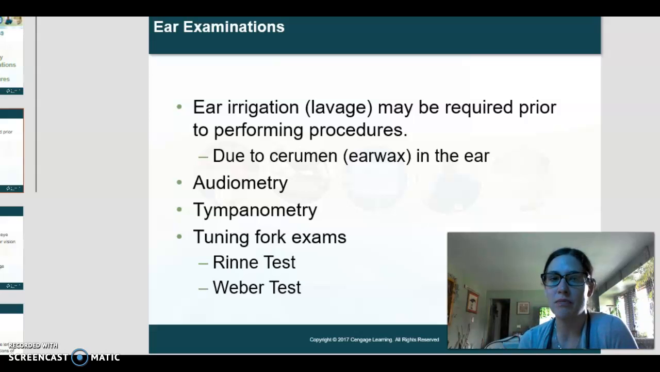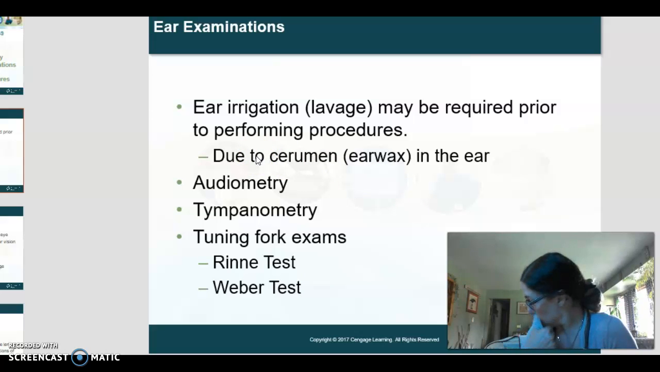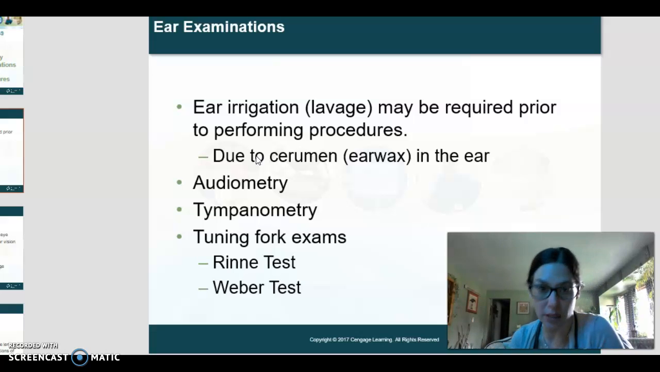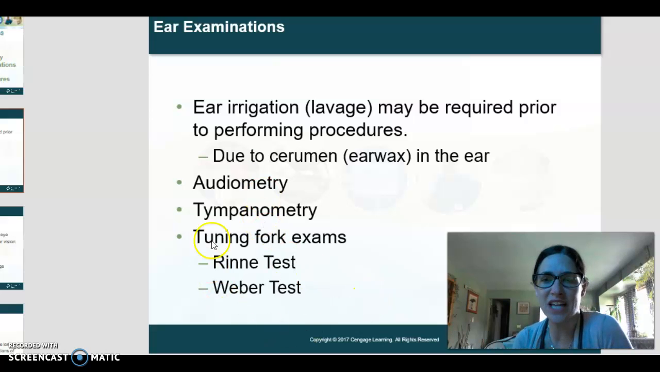Usually, when these things are required, they will be referred out to ear, nose, and throat specialists. So, if you are working for an ear, nose, and throat specialist, you may be doing these things all the time. So, these guys are kind of hit and miss. These guys you will be doing all the time.